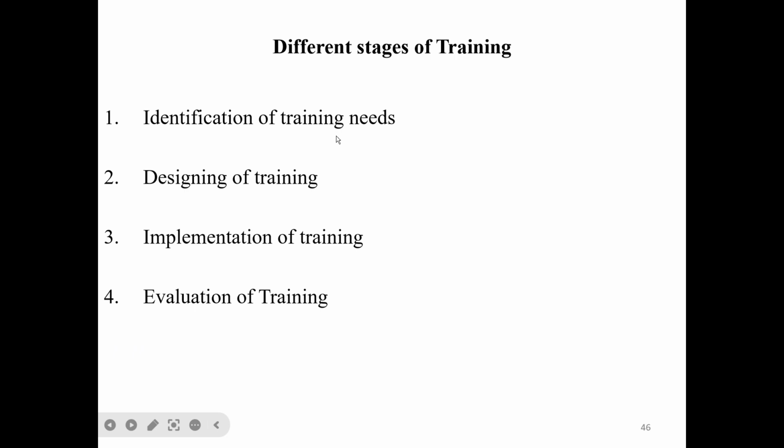The next one is what are the different stages of training. Basically we have four stages, guys. The first one is identification of the training needs, designing of the training, implementation of the training, and evaluation of the training. See, in training, what are the four steps? First, we need to identify the requirements, what we need to impart to the workers. Next, they need to design the training model. Next, after designing, they need to deploy it in the real world, they need to implement it. And next, evaluation has to be done.